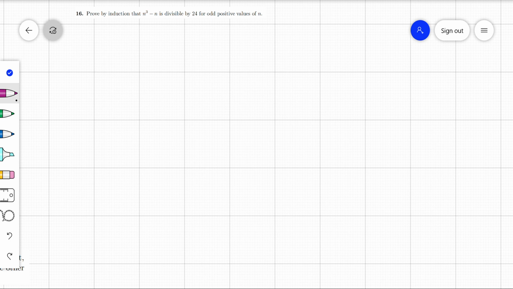Alright, so here we could have a base case of 1, because 1 is an odd positive value of n. So for the base case of 1, you'll see 1 cubed minus 1, that's just 0, and that is divisible by 24. So then we would look at our assumptive case.